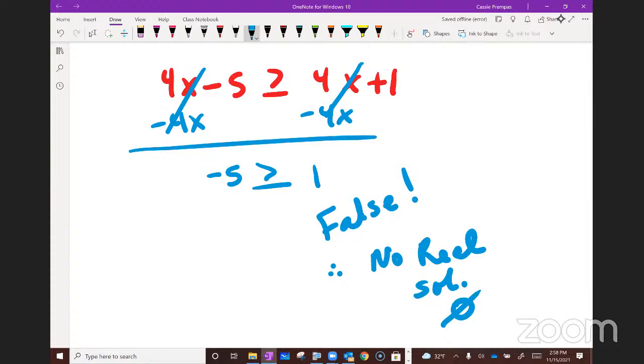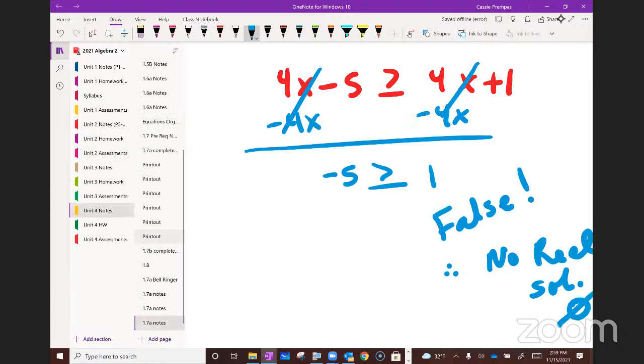But that's really kind of the advanced cases. If everything cancels out and you have a true statement, that means all real solutions. If everything cancels out and you're left with a false statement, that means no real solution. Katie, you can't graph it because there's nothing that you can do. Good question.